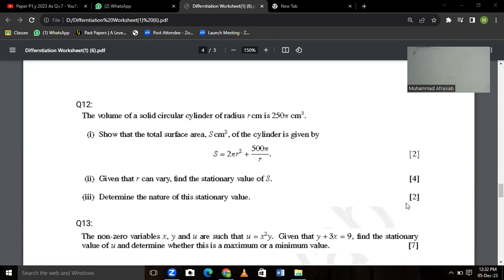Part 2. Given that r can vary, find the stationary value of S. And third part, determine the nature of this stationary value.